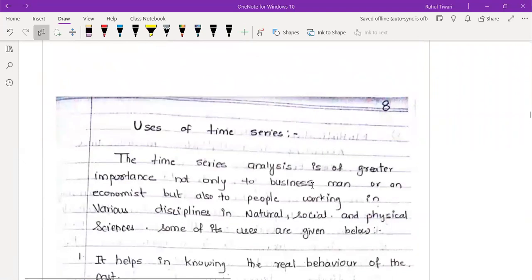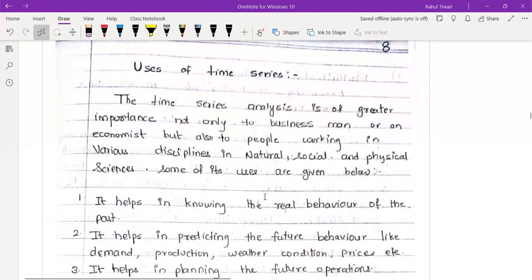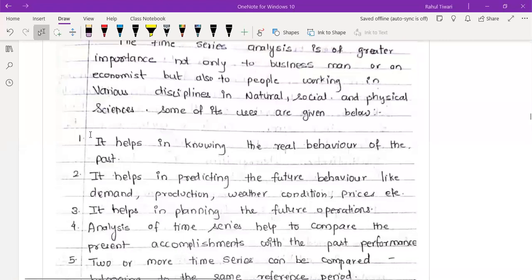Now, some of the uses of time series, which we have already discussed, but let's go through that. The time series analysis is of great importance, not only to business but also to economists and people working in various disciplines like natural, social and physical sciences. A lot of applications are there. It helps in knowing the real behavior of past data, because when you predict what could be my production or my trend value, you must look at the behavior of the past data.